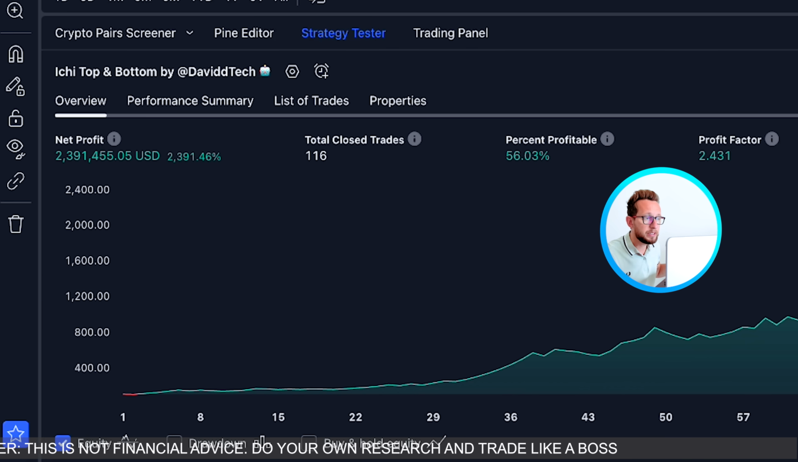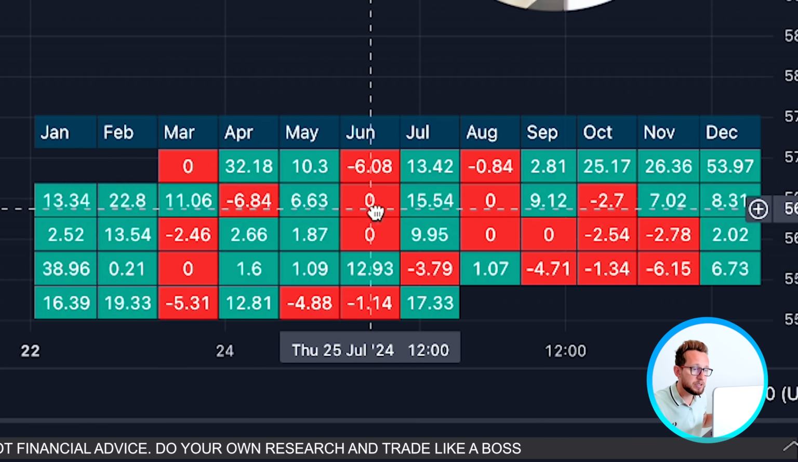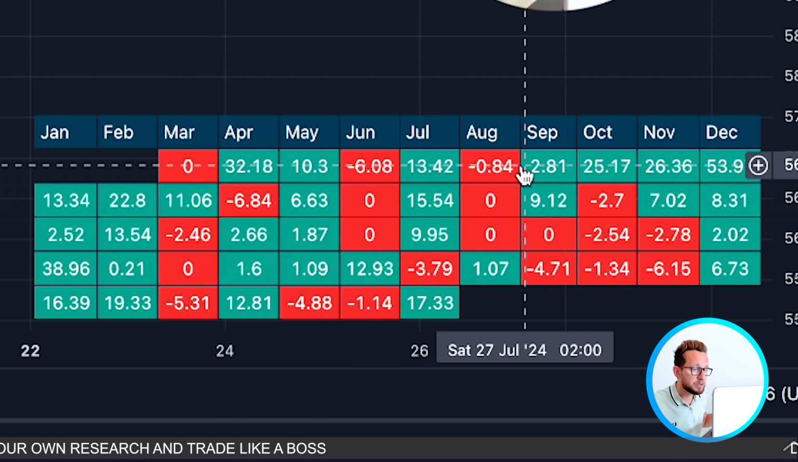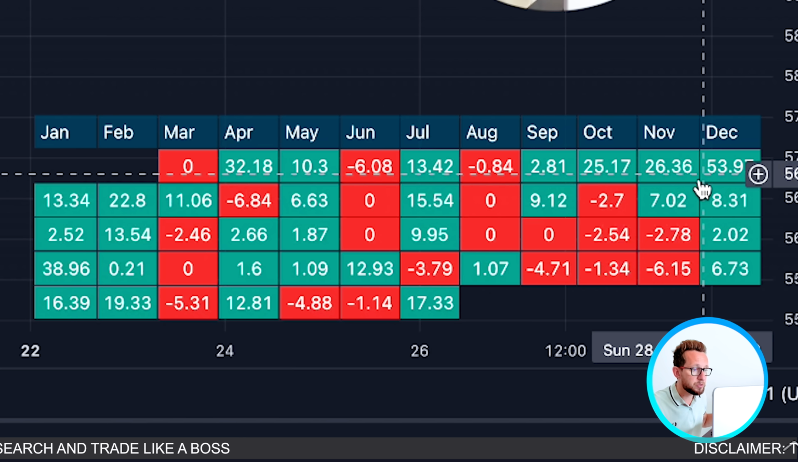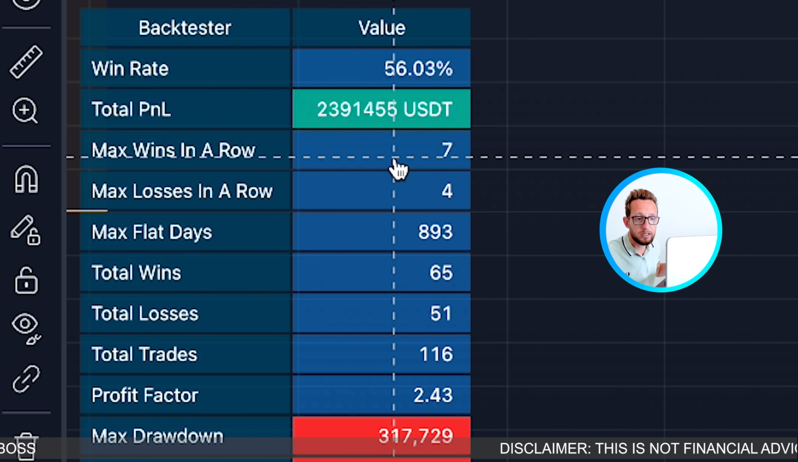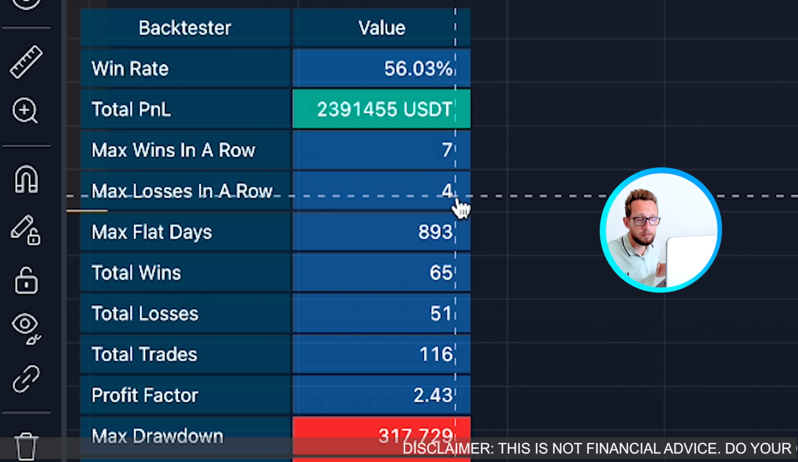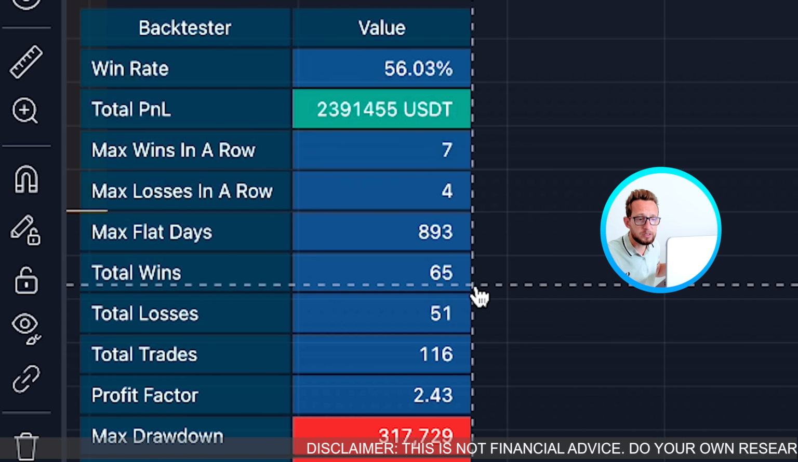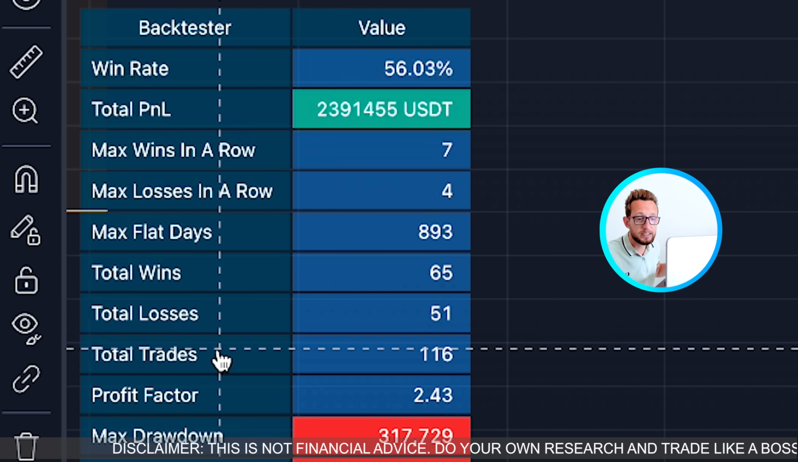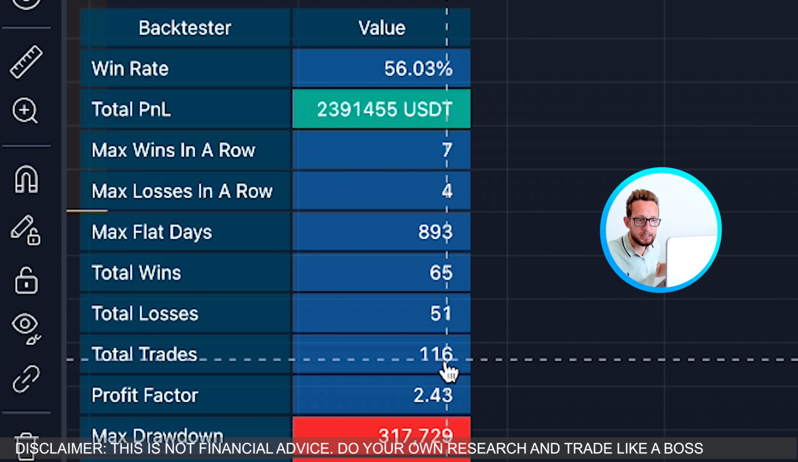Let's have a look at some of these other stats as well. As you can see, there were many months where there weren't many trades, a couple of red months, but the green months were much bigger wins than the actual red losses. If we look at the max wins in a row, they were 7, max losses in a row were 4, total wins were 65, total losses were 51, total trades, as I said earlier, was 116.